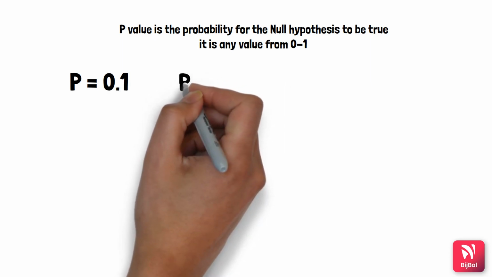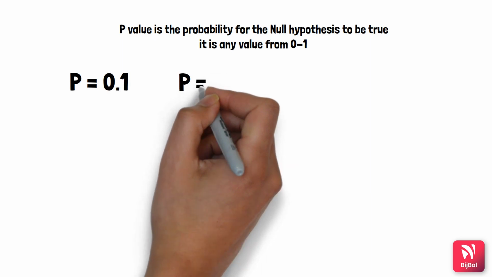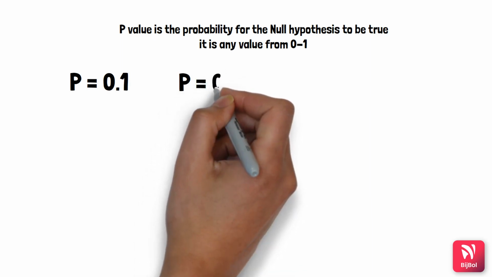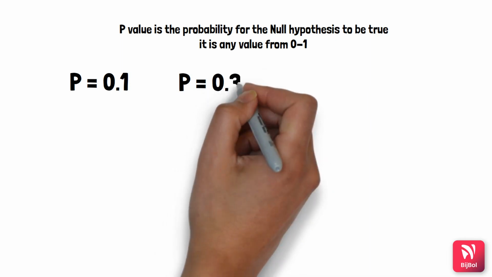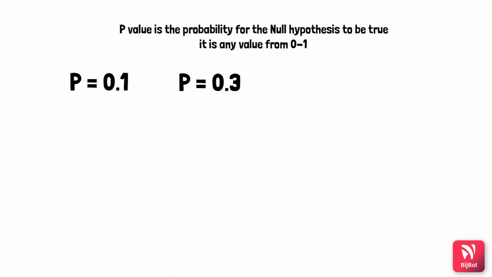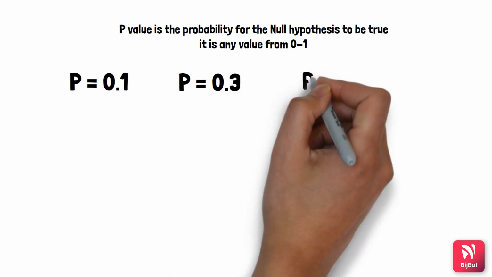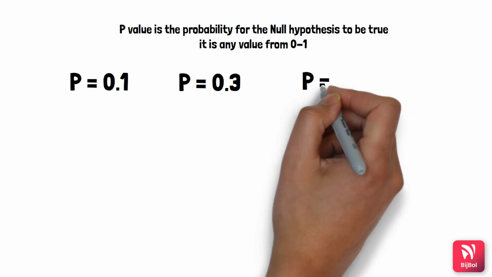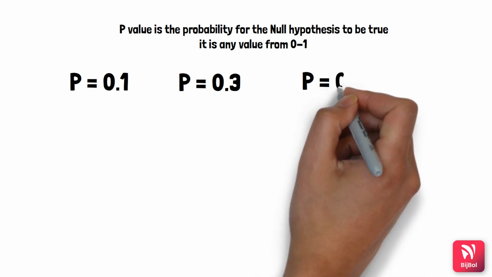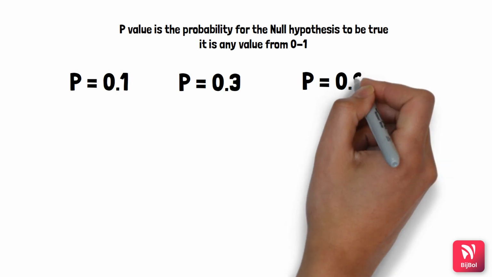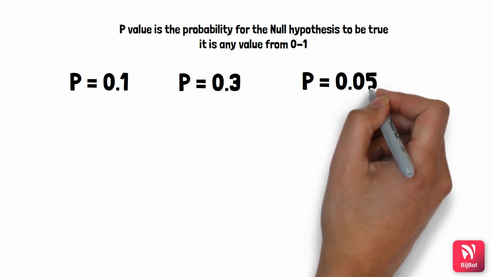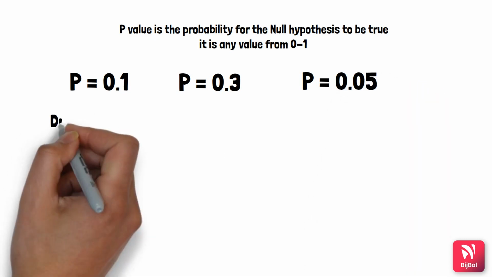Again, let us take one more value. P is 0.3. So if I repeat experiment 100 times, 30 out of 100 times my null hypothesis will be true. Now suppose if my p value is 0.05, that is, if I repeat an experiment 100 times, 5 out of 100 times my null hypothesis will be true. So this is what is p.